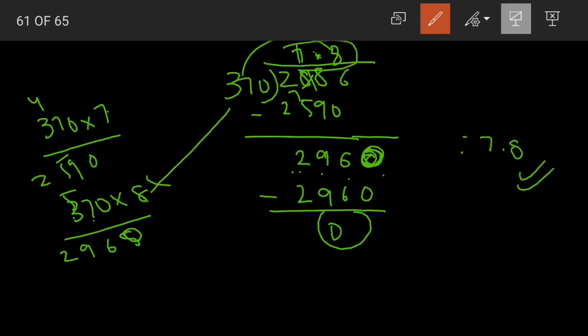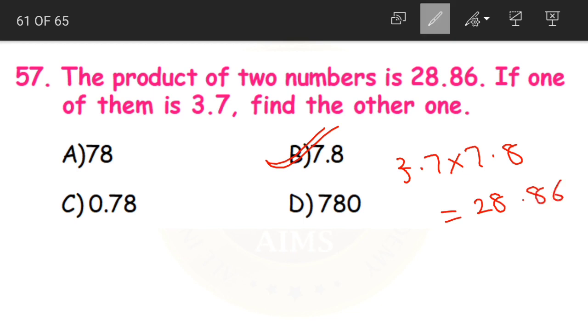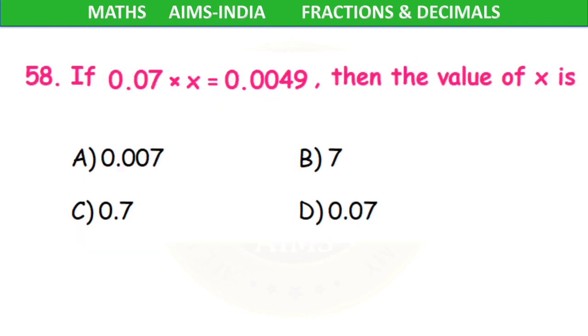Understood? The division of the given two numbers is option B, 7.8. That is 3.7 into 7.8 is equal to 28.86. I hope this is clear. First, what did we do to divide the two decimal numbers? We converted them into fractions and then followed the method that we follow for division of given two fractions.